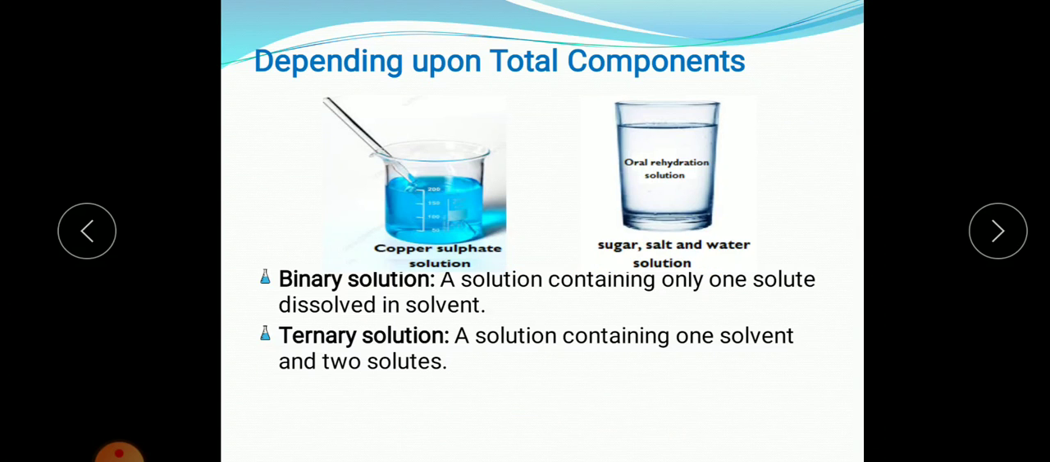Next, depending upon the total components, how we can classify solutions. For example, in this first solution, we have taken copper sulfate solution. A binary solution is a solution containing only one solute dissolved in a solvent, and a ternary solution is a solution containing one solvent and two solutes. Here we have water and copper sulfate, so two components, so it is a binary solution. And in oral dehydration solution, we take water, then we add sugar, then salt. So over here we have three components: one is water and two are solutes, sugar and salt. So they are known as ternary solution.